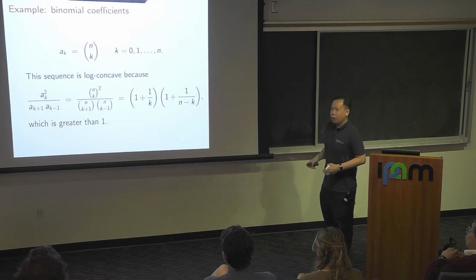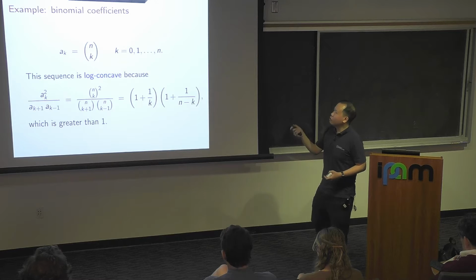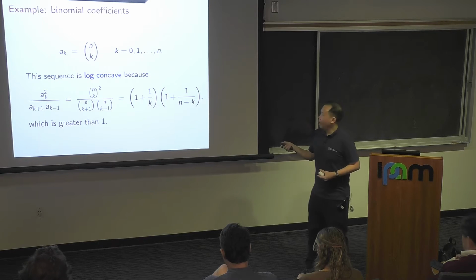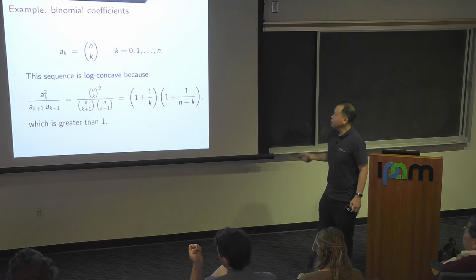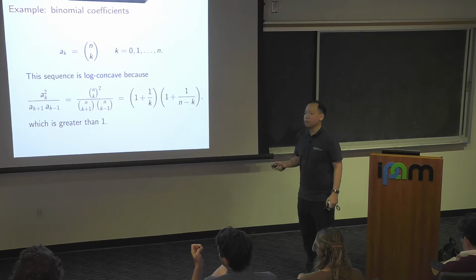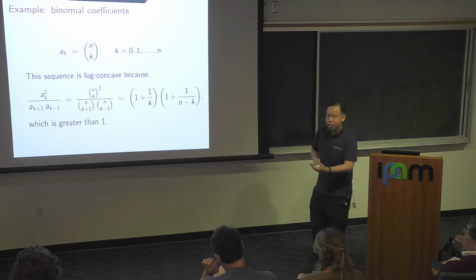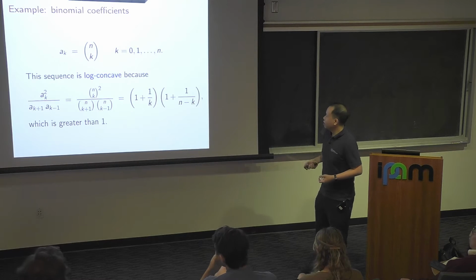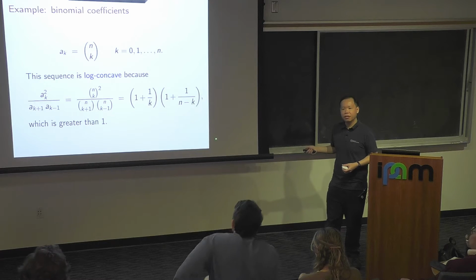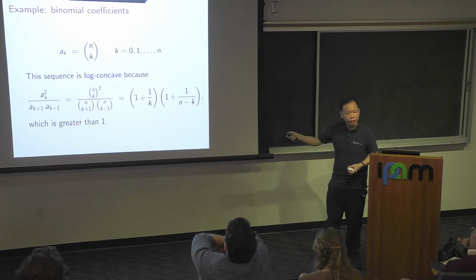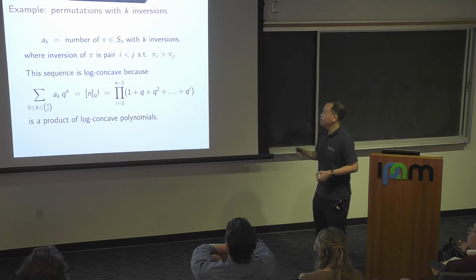Okay. And one of the quintessential examples of a log-concave sequence is the binomial coefficients. Here, n is fixed and k ranges from 0 up to n. This sequence is log-concave because, well, we can simply do a direct computation. Just take this ratio, you do the computation, and at the end, you will get that this is equal to 1 plus 1 over k times 1 plus 1 over n minus k. Because k is between 0 and n, this number is greater than 1. That's why it's log-concave. Okay?